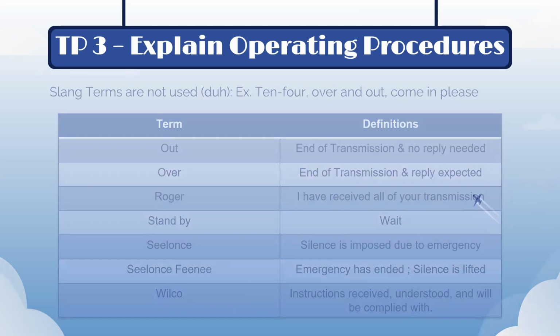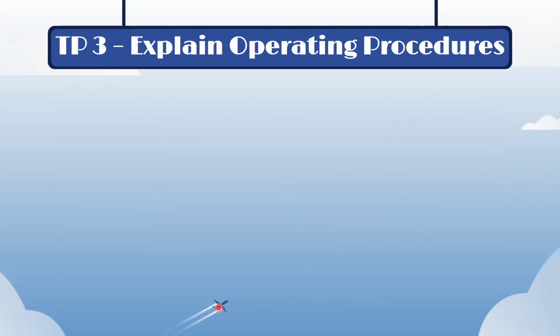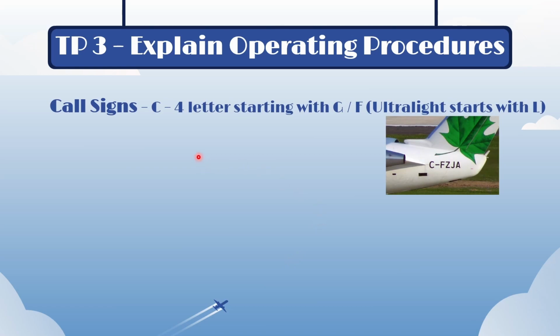Okay, next up is call signs. Call signs for Canada specifically: the first letter is always C, for Canadian, then a dash. The next letter always starts with G or F, unless you're in an ultralight plane, one of those really small planes, which start with L. If you're flying your normal Cessna or any commercial flight, it will start with G or F.